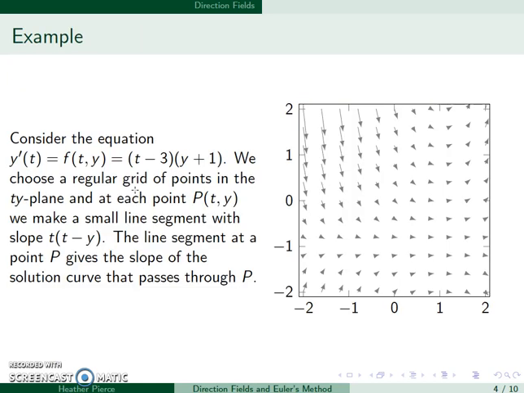So for example, if I consider the equation y prime of t equals t minus 3y plus 1, then I have small line segments with slope t minus 3y plus 1. And the line segment at a point P gives the slope of the solution curve that passes through that point.